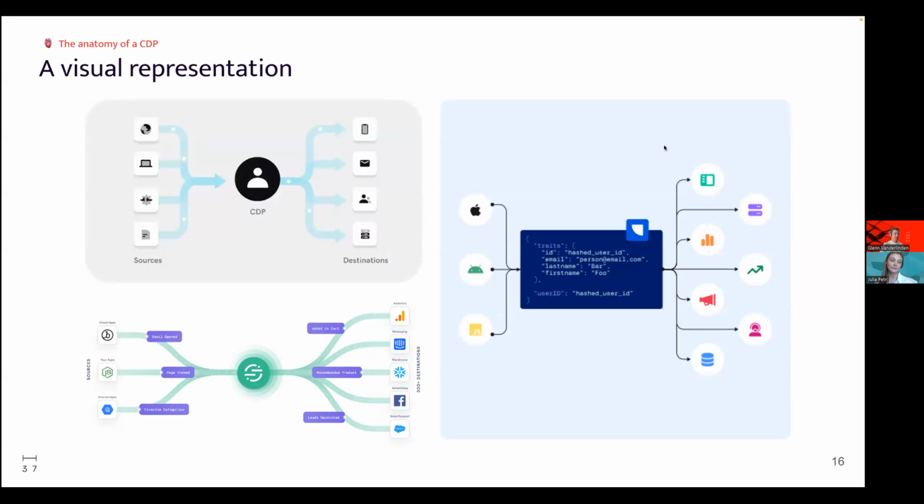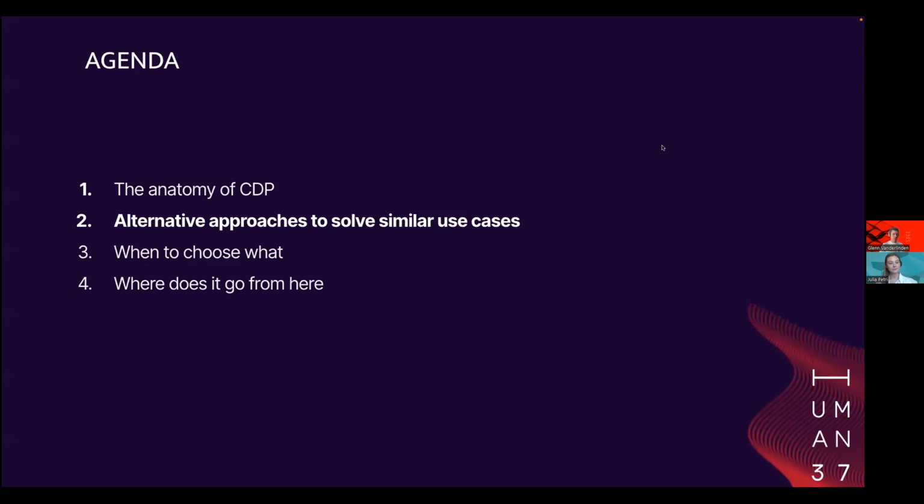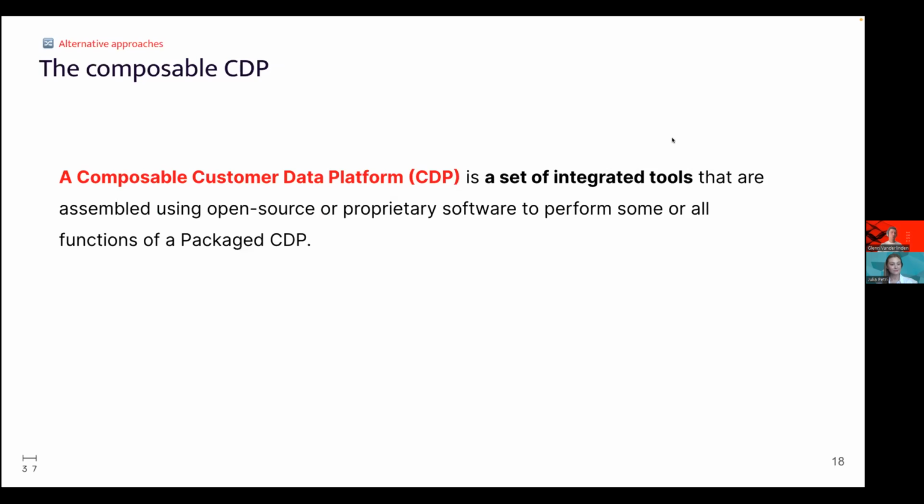Now, what are alternative approaches to buying a package CDP, right? Because not everybody wants to buy a package CDP. There's this whole movement of the Composable CDP. And a Composable CDP is basically a set of integrated tools that are assembled using open source or proprietary software to perform some or all of the functions of a package CDP.